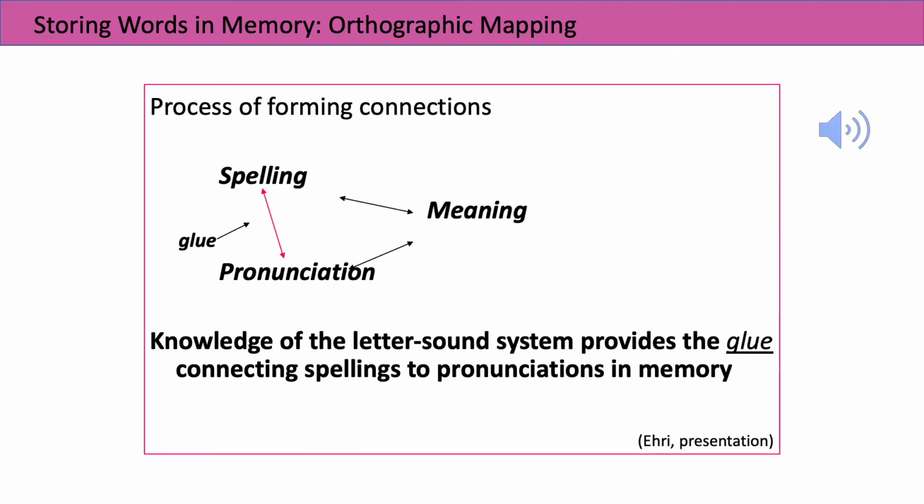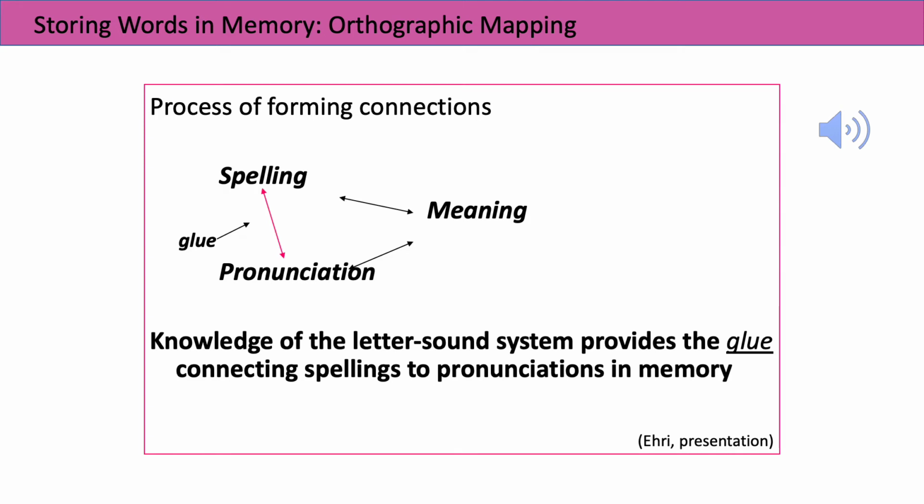So to reiterate my main presentation, orthographic mapping happens when spellings of words bond to their pronunciation. What bonds this, the glue between spelling and pronunciation, is knowledge of the grapheme-phoneme correspondences. And the practice that strengthens these bonds comes from using this knowledge to decode words. This practice secures the word in memory so that unfamiliar words become more familiar over time.